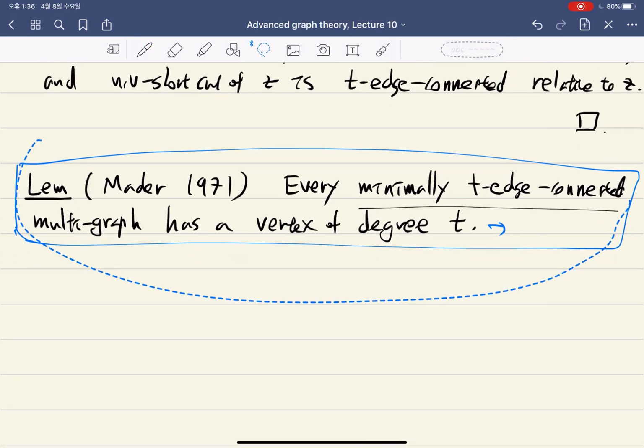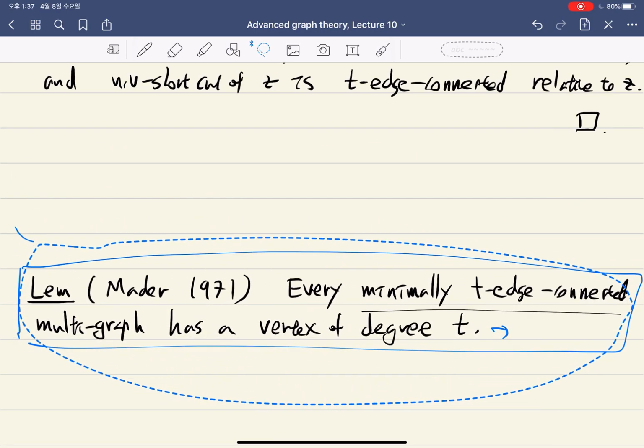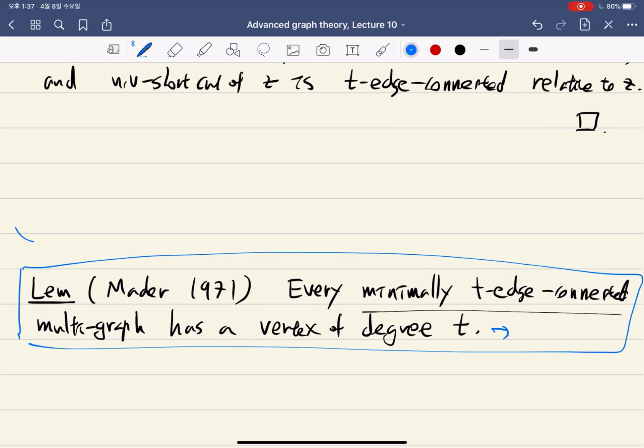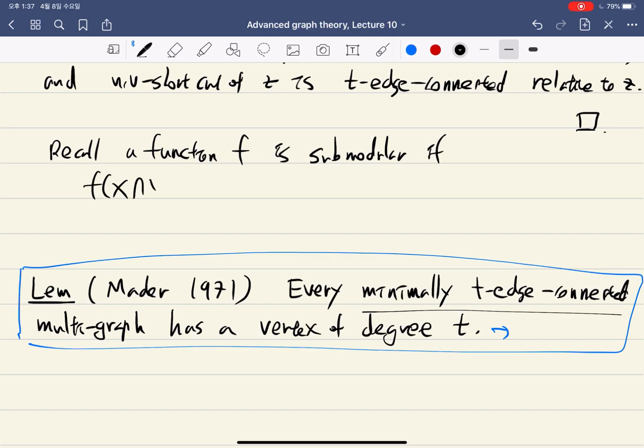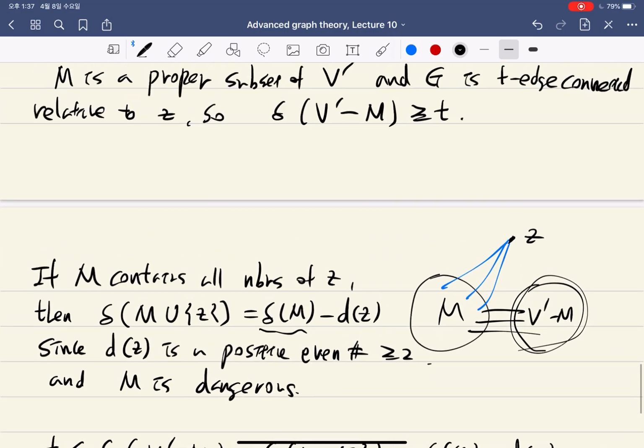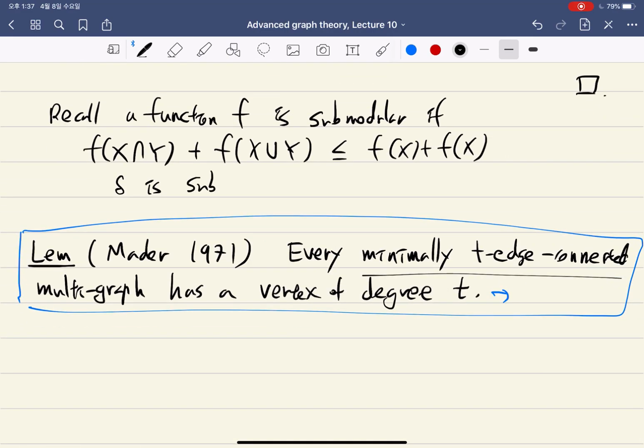So now we want to prove this lemma. For that, let's recall a function f is submodular if f(X intersection Y) plus f(X union Y) is smaller than or equal to f(X) plus f(Y). And as we checked before, this delta is a submodular function.